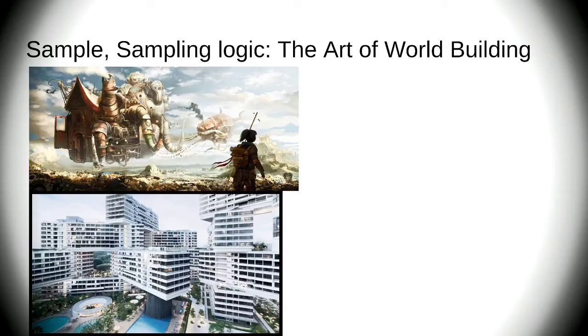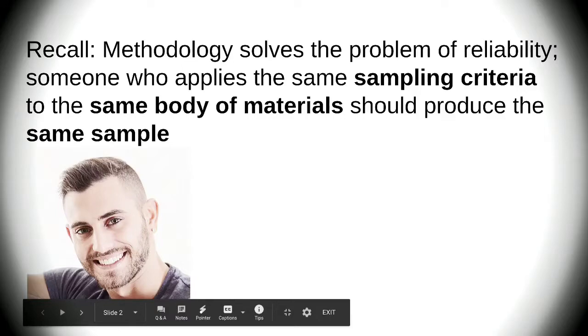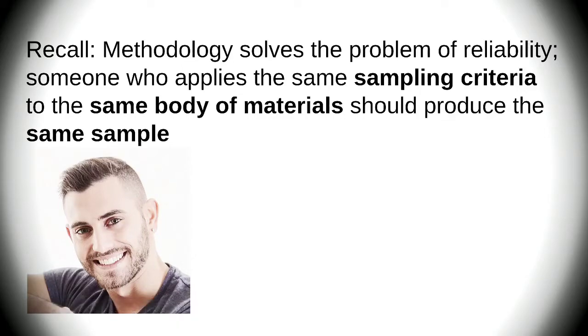Okay, so let's move to the next slide. Recall, methodology solves the problem of reliability. If we approach a condition, an object, a phenomenon the same way, we would expect the same outcomes. And if we have a rigorous methodology, that helps us achieve that standard. Sampling is like a sub-methodology within methodology.